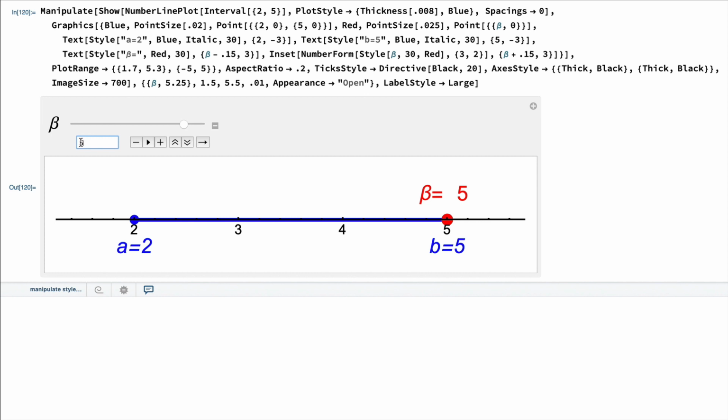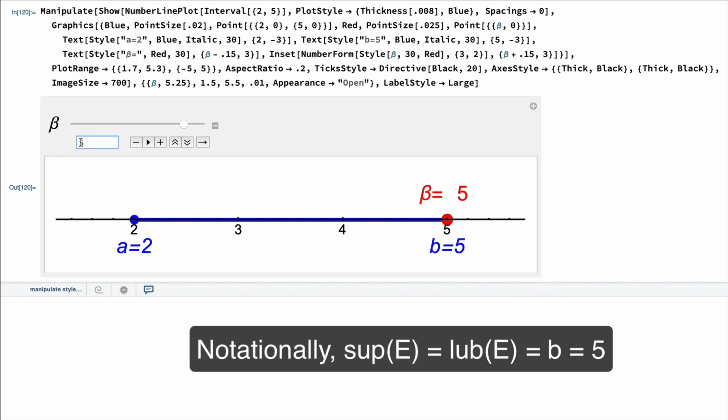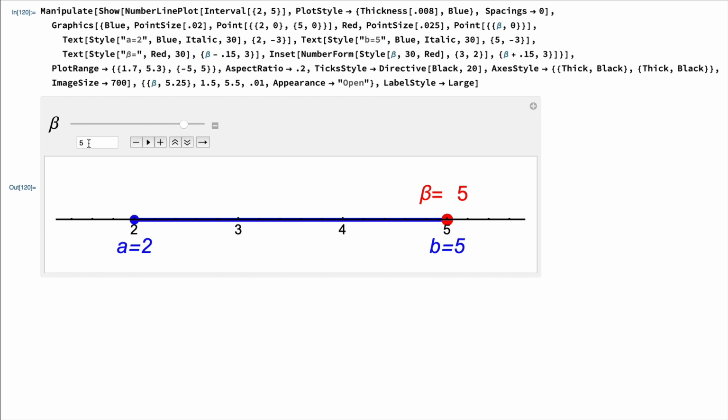Beta is the sup of E. In fact, you could also call it the lub of E. Lub spelled L-U-B for least upper bound. This also hints at a related dual concept for sets that are bounded below, the concept of a greatest lower bound, or glb, which we are usually going to call infimum or inf.